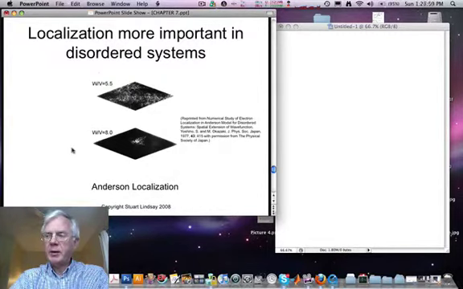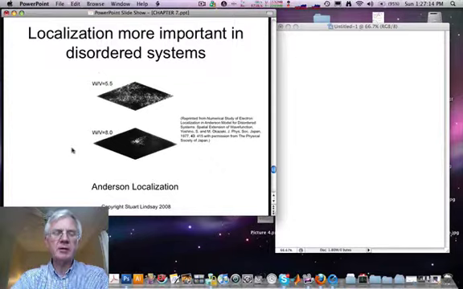So we end finally with talking about things that cause electrons to localize in solid state systems. It turns out that these have more effect in nanoscale systems than bulk systems. The simulations in this slide are of a process called Anderson localization.